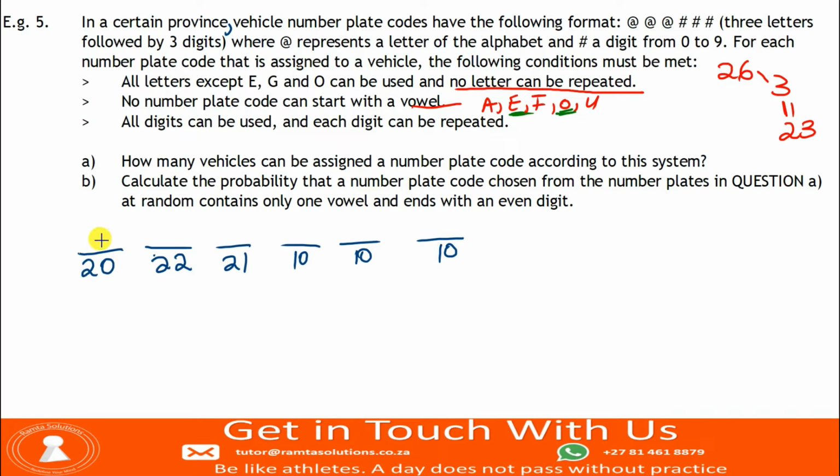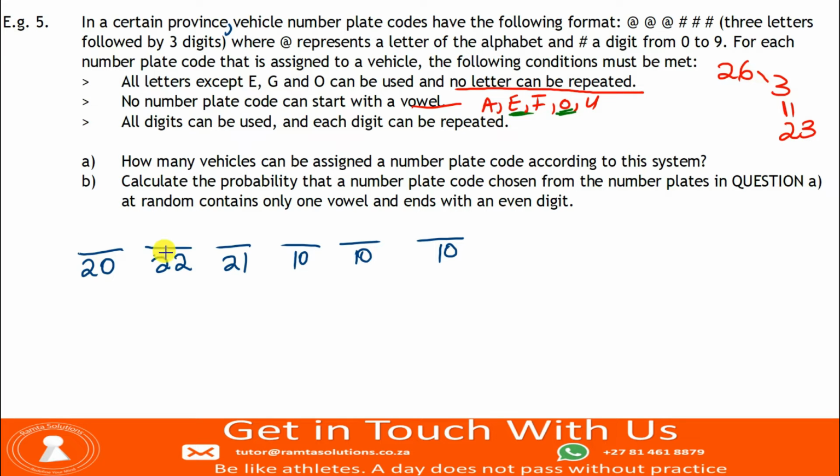I repeat, for this place, no vowels can be included. Hence, there are 5 vowels, and of course, G is not used at all. So it's 20 to choose from. It's all the consonants except G to choose from. Now, if you are only excluding E, G, and O, you have 23 letters to choose from.